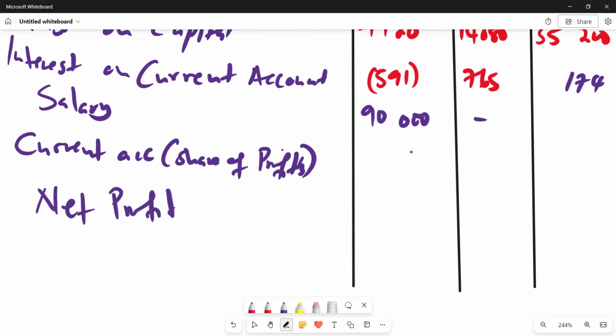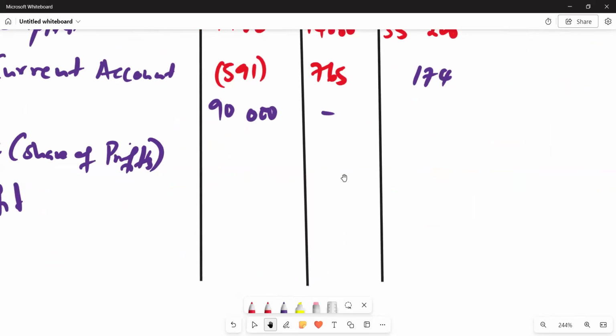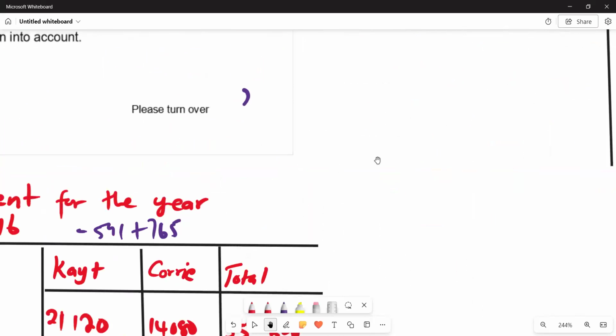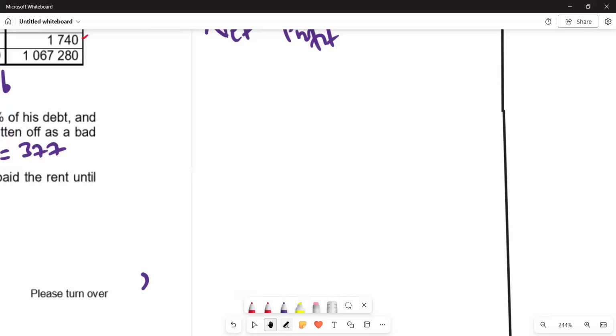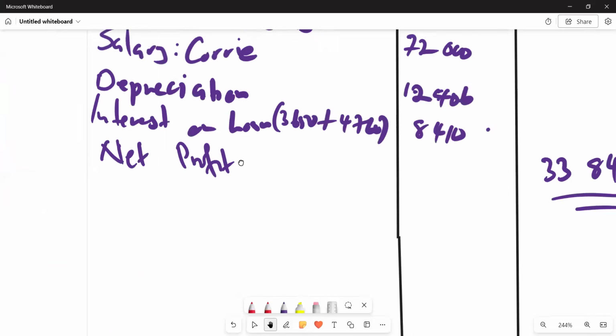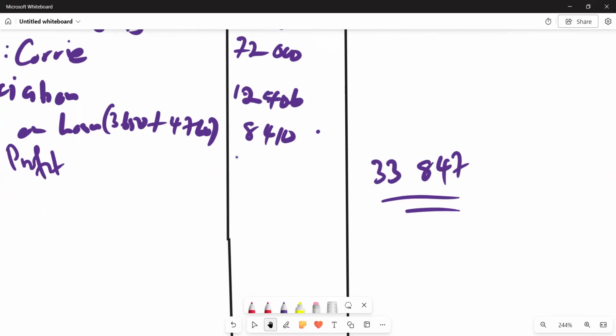So here you can leave it blank because the calculation is going to be based on the net profit figure. So net profit, you put that figure in line here at the end under the total column. That's where you're going to put the net profit figure. If you go to our income statement, that's where we have our net profit, which is 33,847.